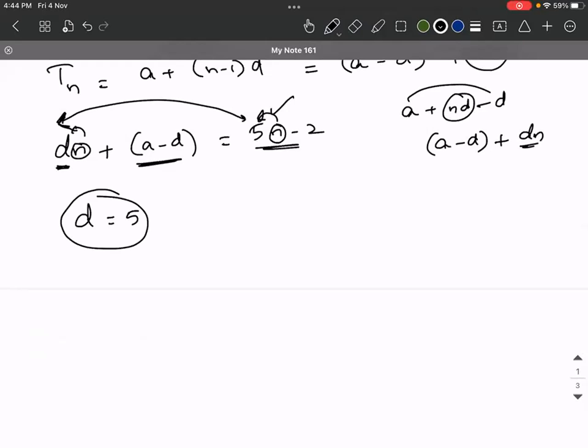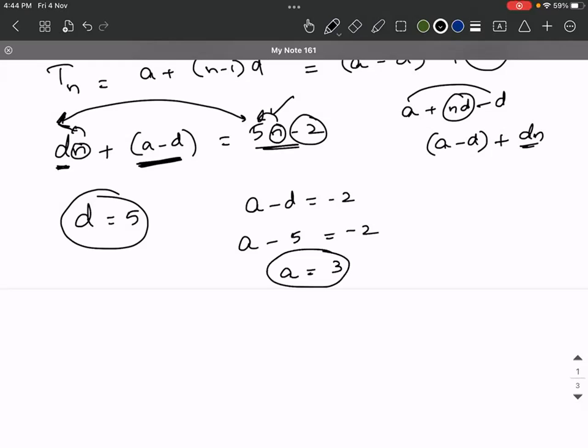Is it clear? Similarly, A minus D is minus 2. So A minus D is 5 is equal to minus 2. Then A will be equal to 3.